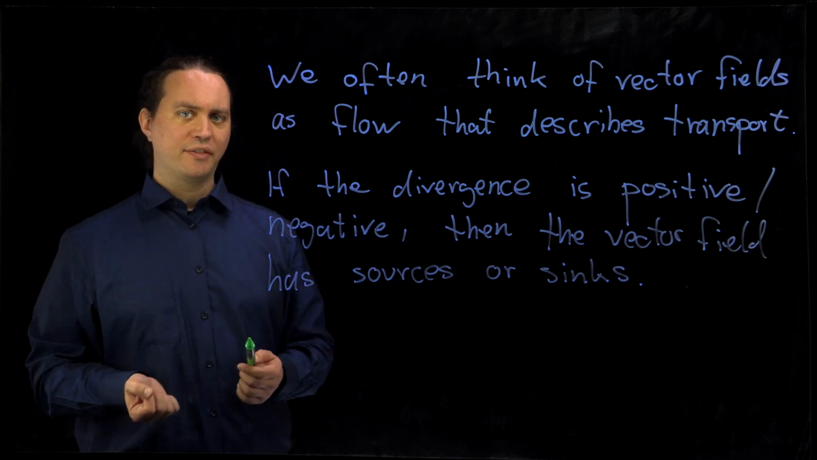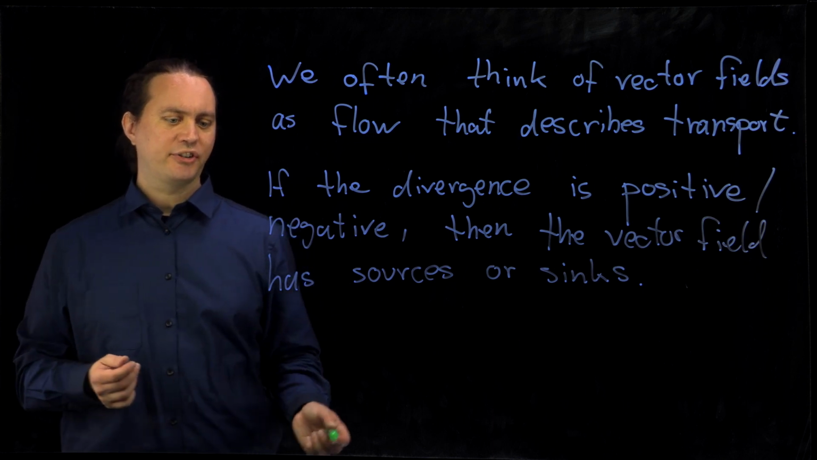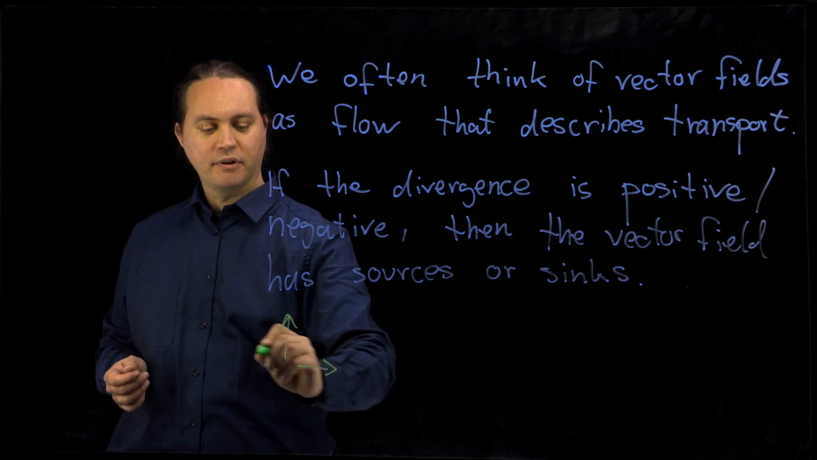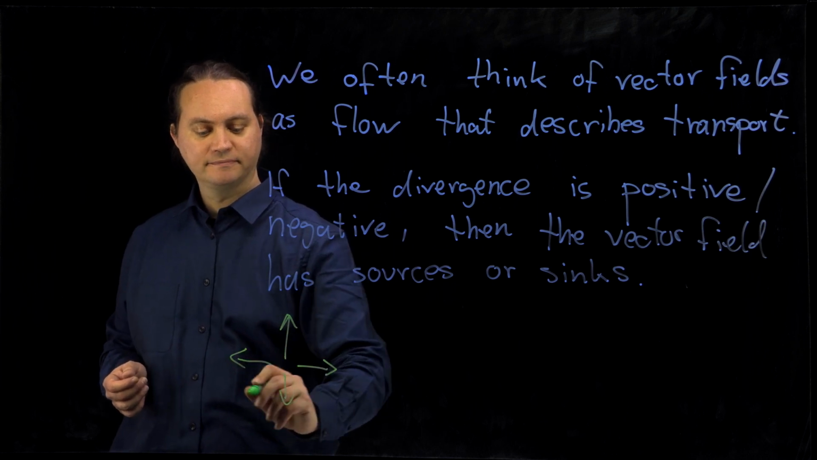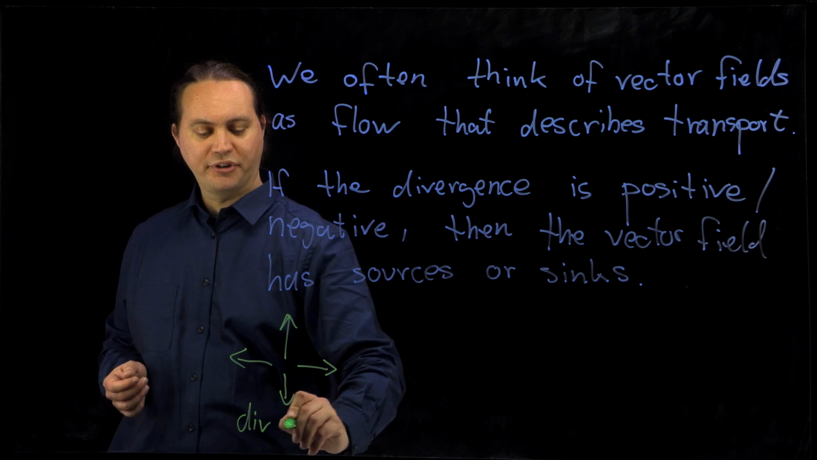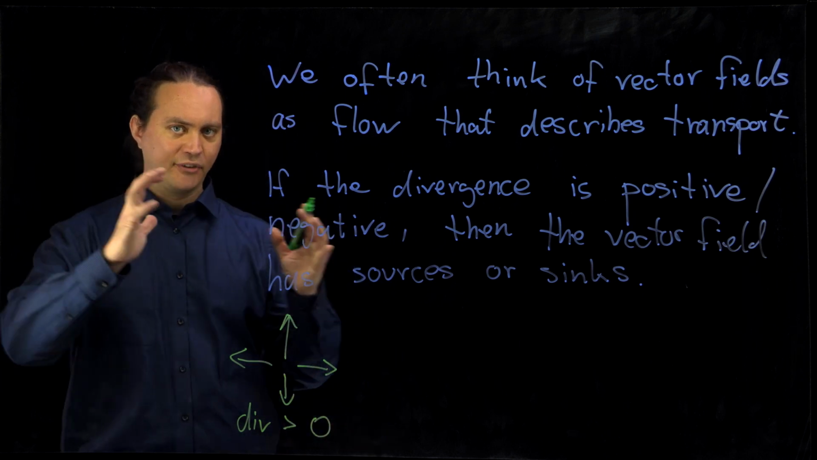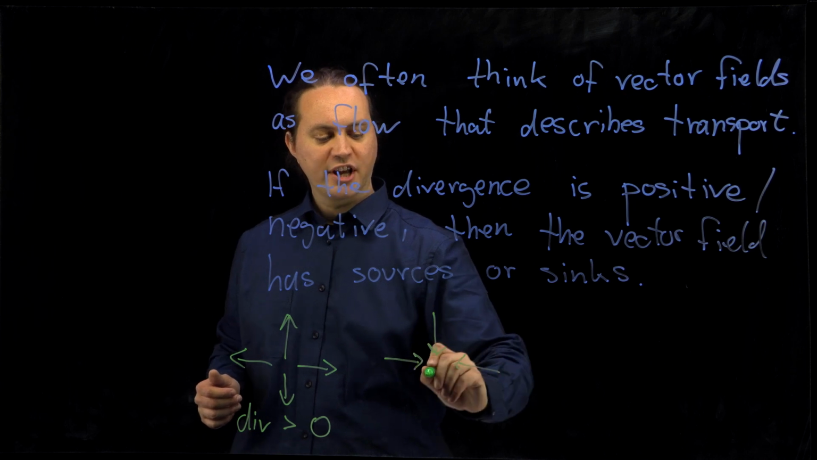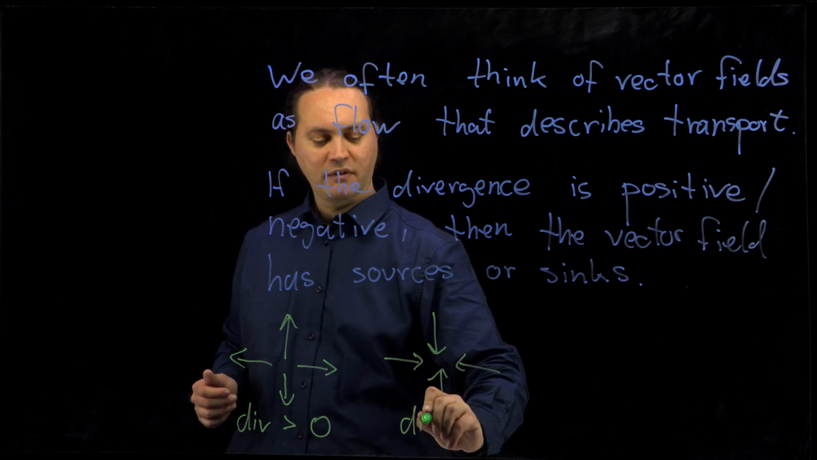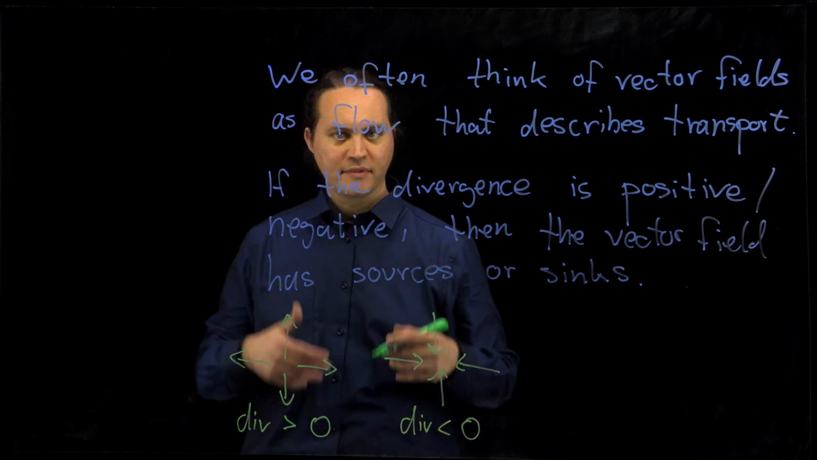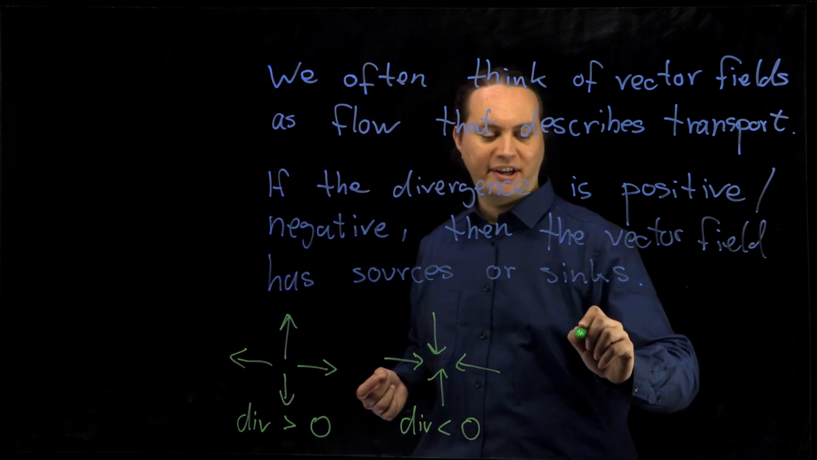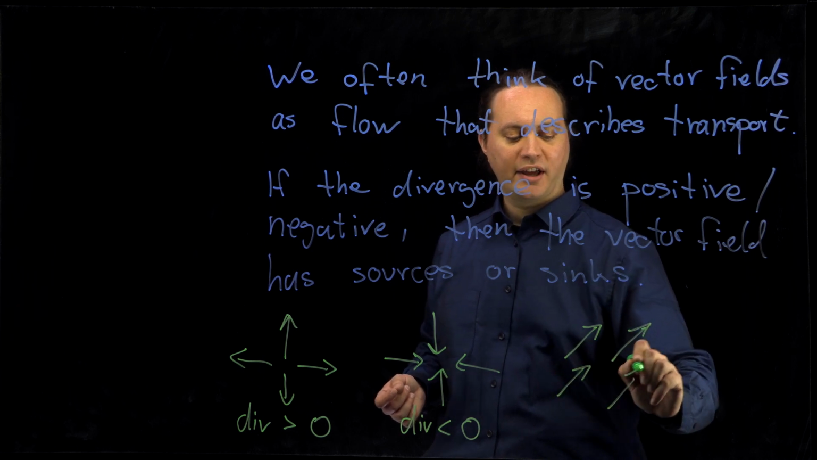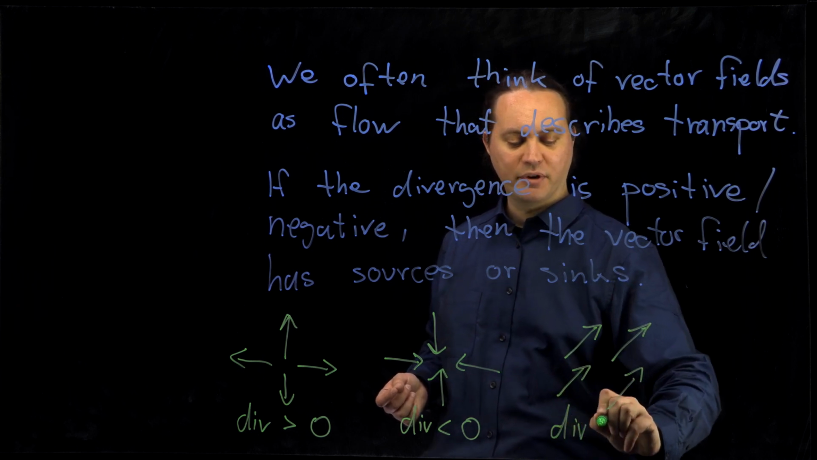If we try to illustrate that with a few pictures, then I would do it like this. A source vector field prototypically looks like this. Here we've got positive divergence. A sink vector field generally looks like this. Here we've got a negative divergence. And we've already seen transport vector fields, which prototypically look like this. And here we've got vanishing divergence.